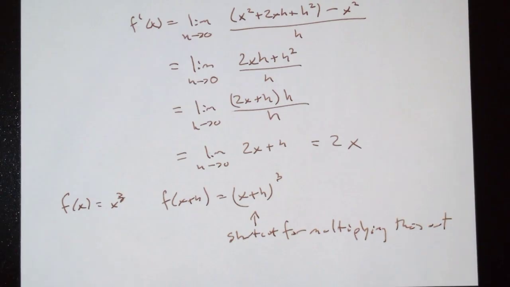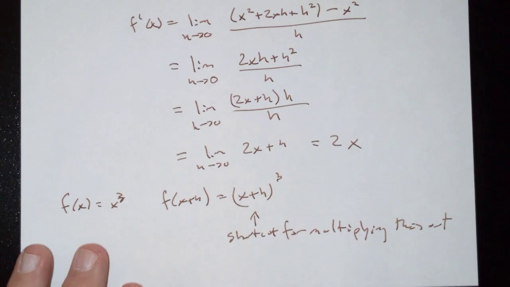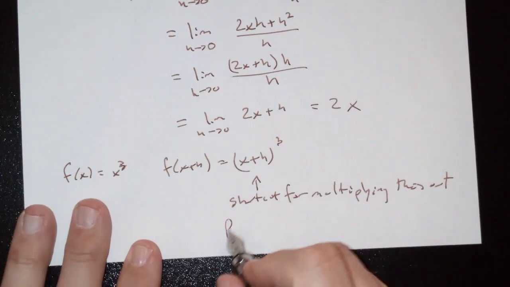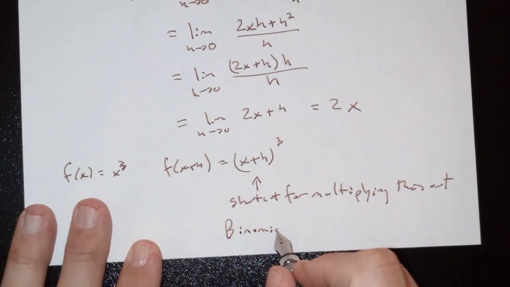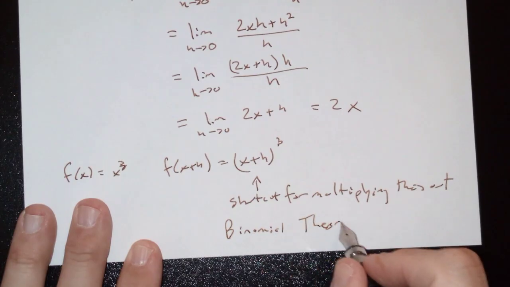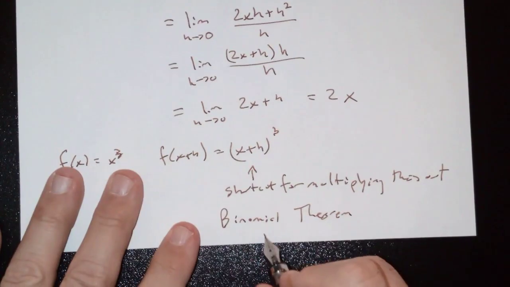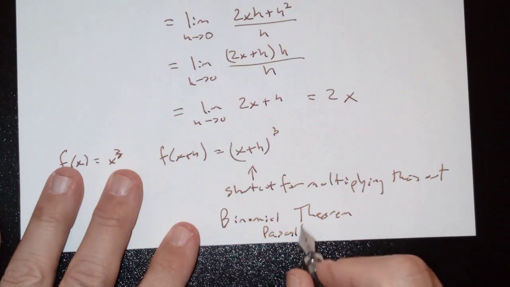There happens to be a really nice shortcut for multiplying this out. I don't know how many of you have heard of this idea, but it's called the binomial theorem. And it's related to Pascal's triangle.